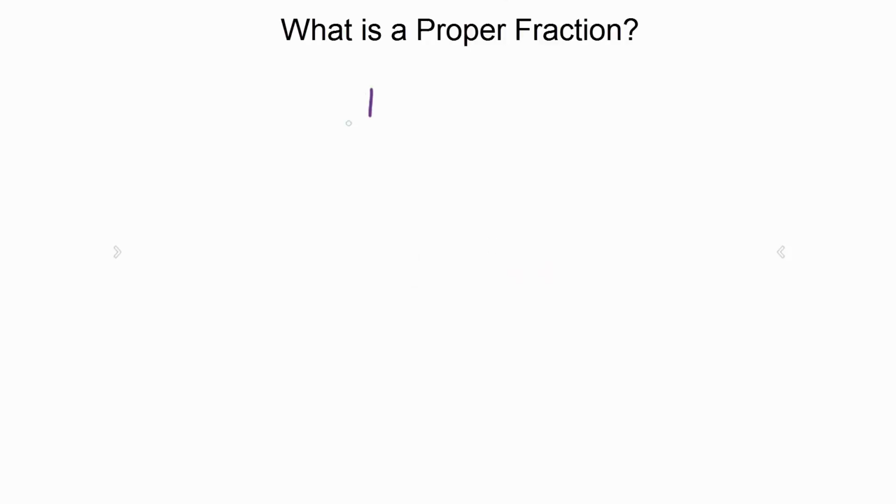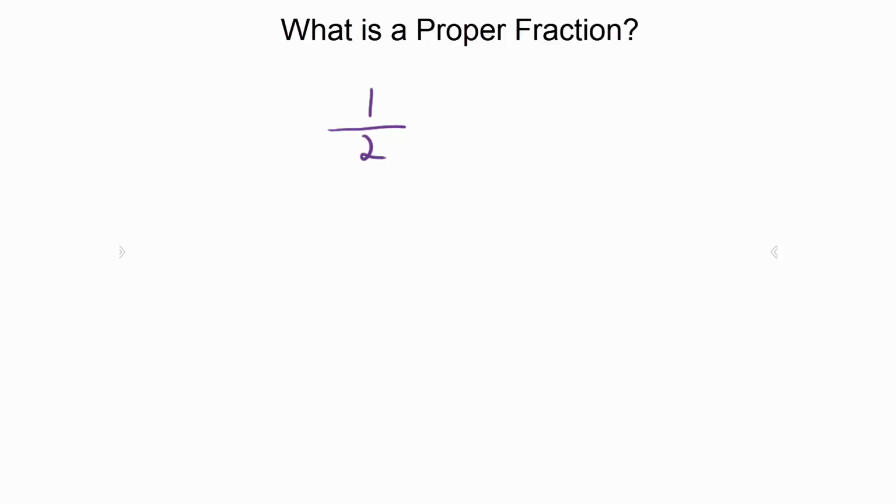Let's look at the following fraction, which is 1/2. With this proper fraction, notice that the top number is less than the bottom number. This is always true with proper fractions. The top number is called the numerator. The bottom number is called the denominator.